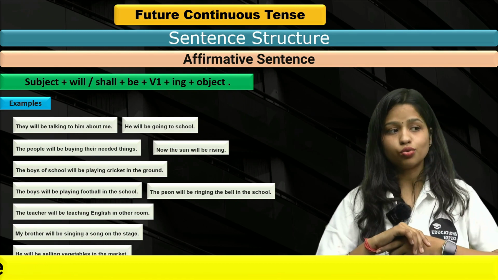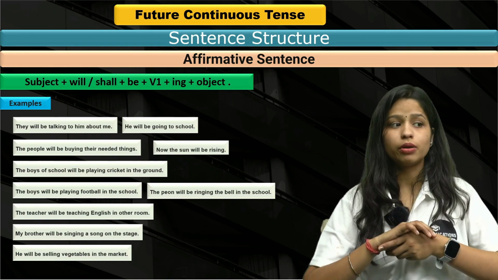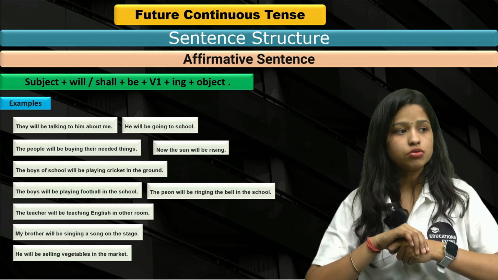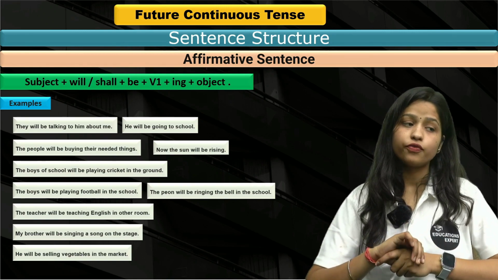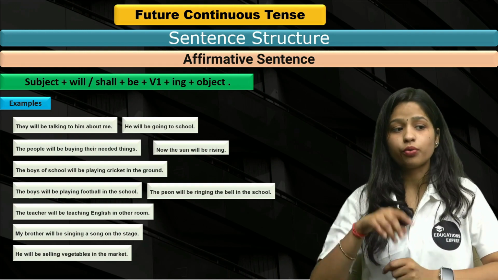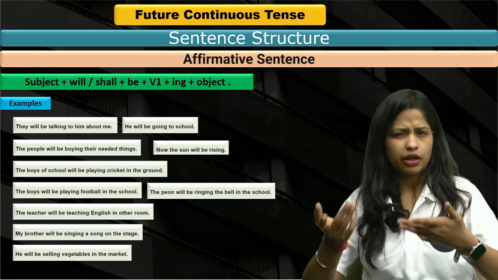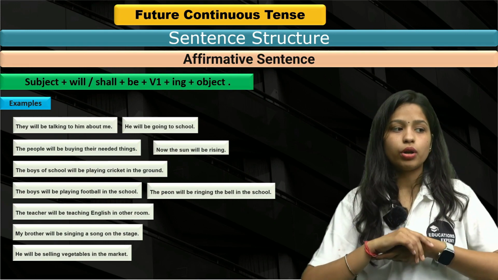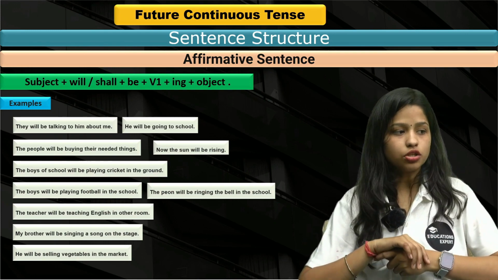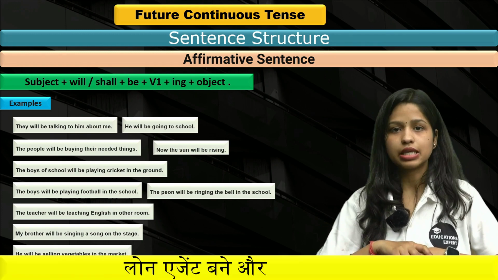The boys of the school will be playing cricket in the ground. The boys will be playing football in the school. The PM will be ringing the bell in the school. The teacher will be teaching English in another room. My brother will be singing a song on the stage. He will be selling vegetables in the market.